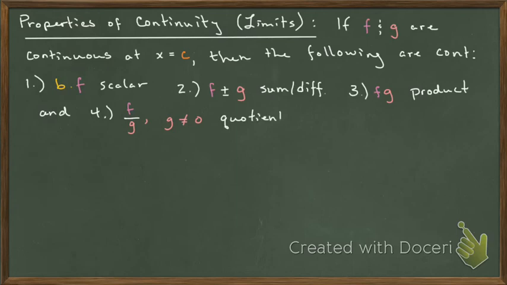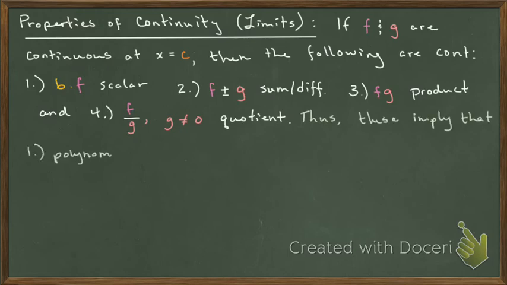And four, the quotient of two continuous functions is continuous as long as you're not dividing by zero. Okay. So all of these are continuous. And in fact, that leads us to what we can say about specific classes of functions.